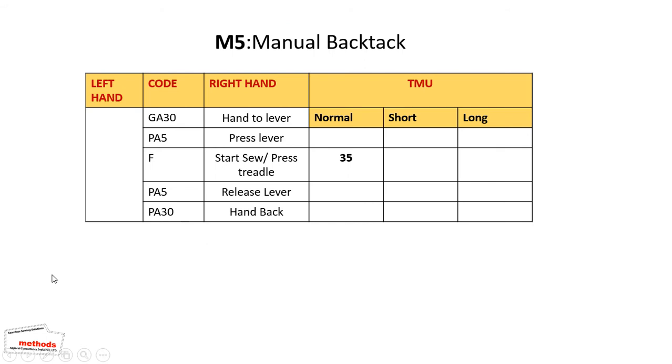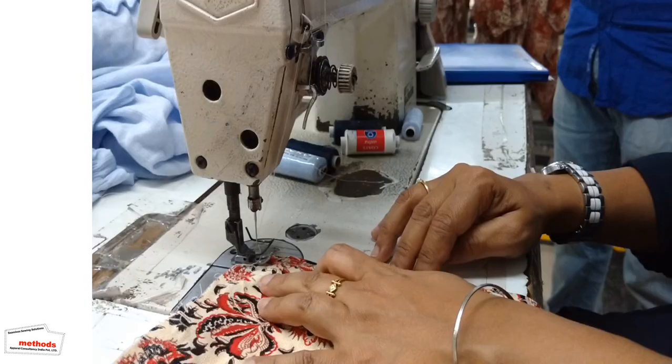The code M5 is for manual backtack, that is, using the lever on the right-hand side of the operator. So all operations are done by the right hand. It starts with taking your hand to the lever and ends with getting your hand back to the table again. So we have the video which will explain the motion of backtacking manually.